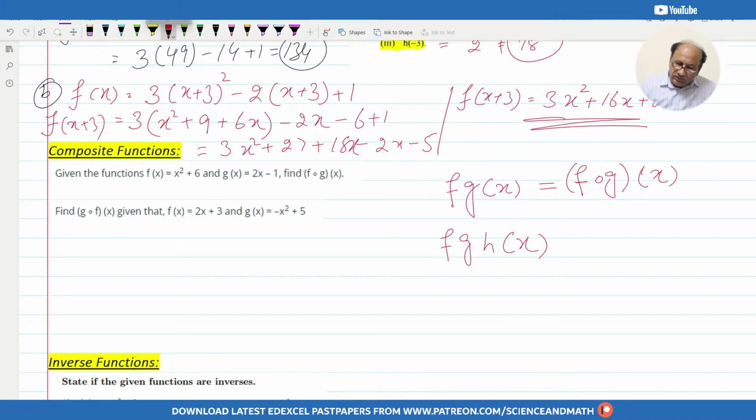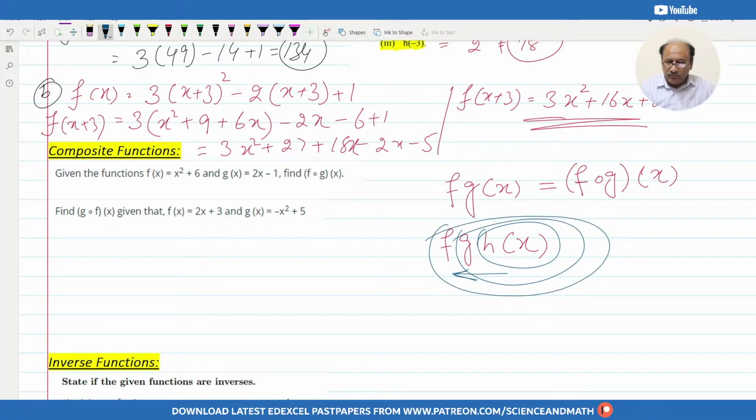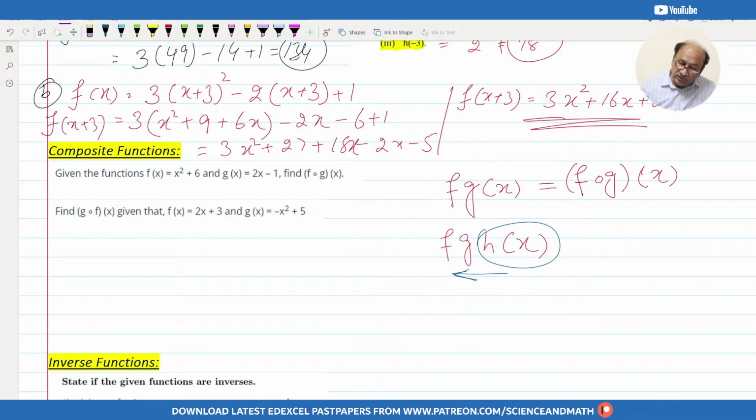Now whenever we are solving composite functions, we have to solve from right to left. You will always have to solve h of x first, then we will solve g of x, and at the last we will apply f of x. So from the h side to the f side, this will be from right to left. This is what you will have to follow, otherwise your answer will be wrong.